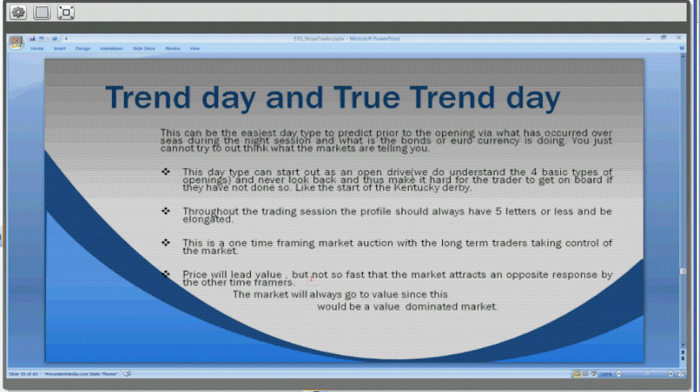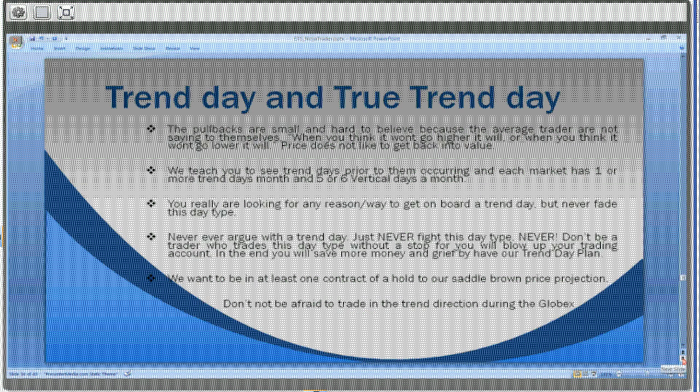Imagine understanding that sentence. Price will lead value, but not so fast that it attracts opposite response by the other time framers. This market will go to value since it would be a value dominated market too. Pullbacks are small. When you think it won't go higher, it will. When you think it won't go lower, it will. Price does not like to get back into value. Kind of like what I was showing you earlier. It doesn't want to get back into value. I can show you that kind of stuff.